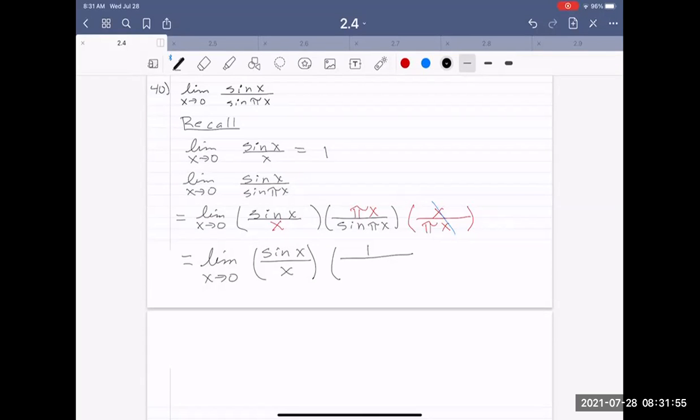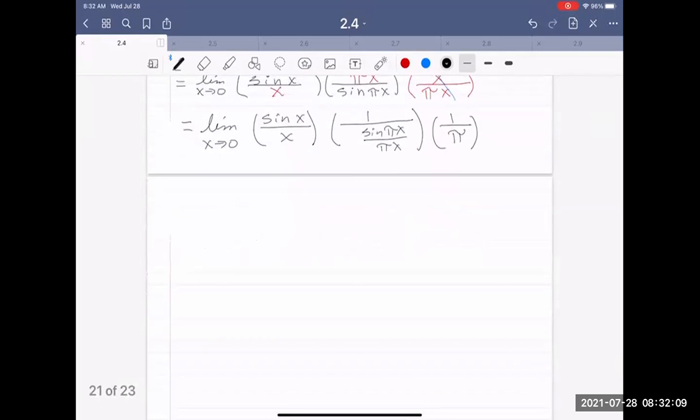Let's take the reciprocal of the second term. Well, that's just sine pi x over pi x. In this last term, the x's cancel, so that's 1 over pi. Well, by the properties in section 1.7, so long as everything exists here, then this is going to equal the limit, so long as these limits exist, and we'll show that they exist in a second.